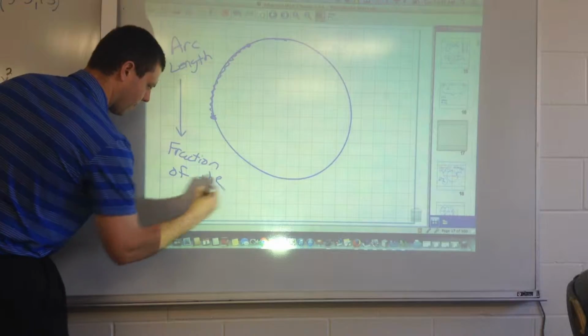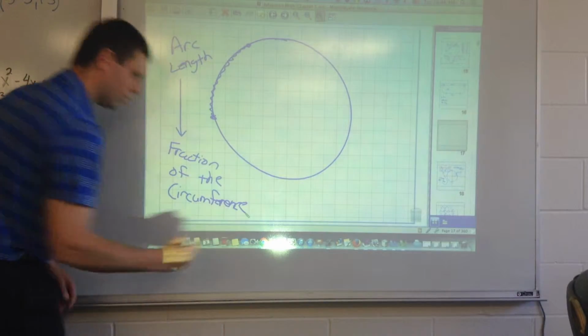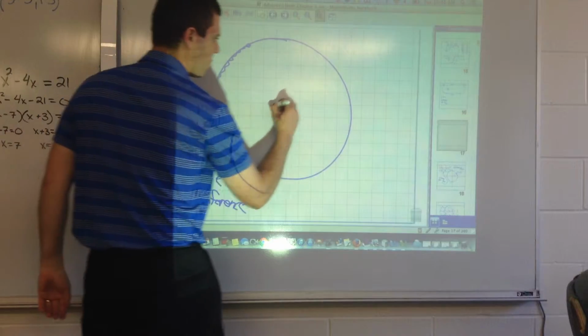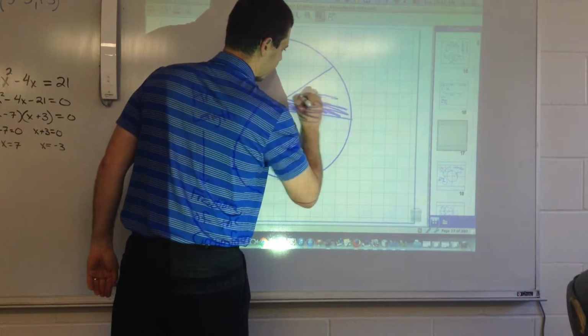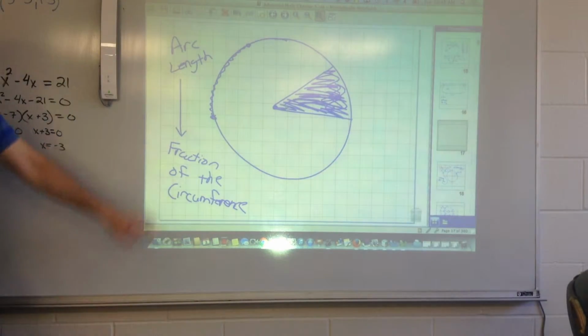of the circumference. That makes sense logically? Yeah. Arc length is a portion or part of the entire circumference. Okay? And sector area is really just a fraction of the whole area, right? Okay.